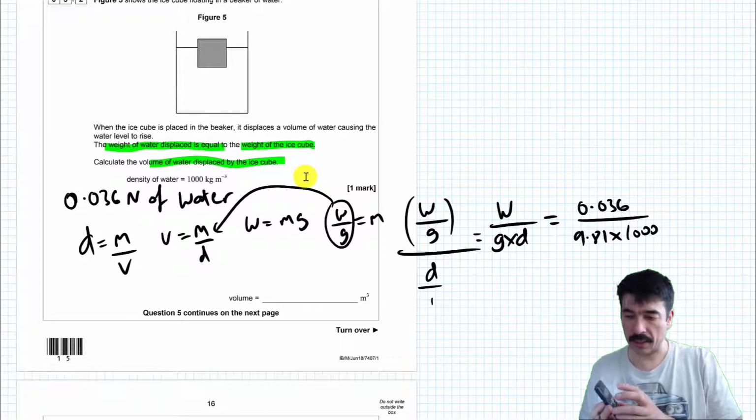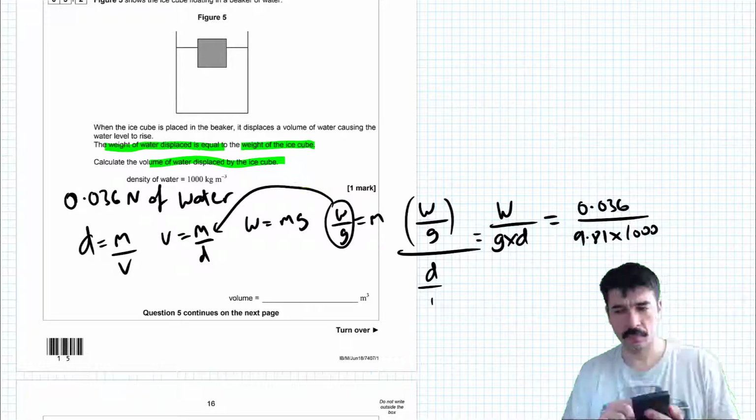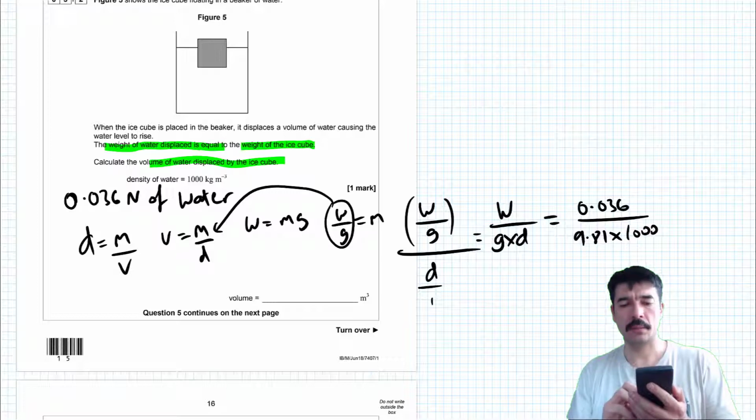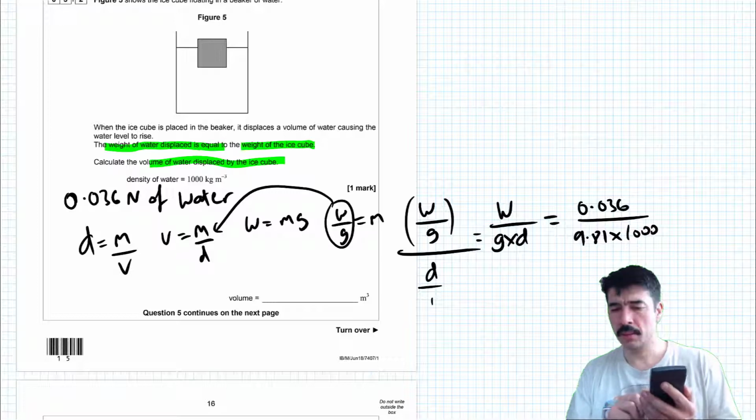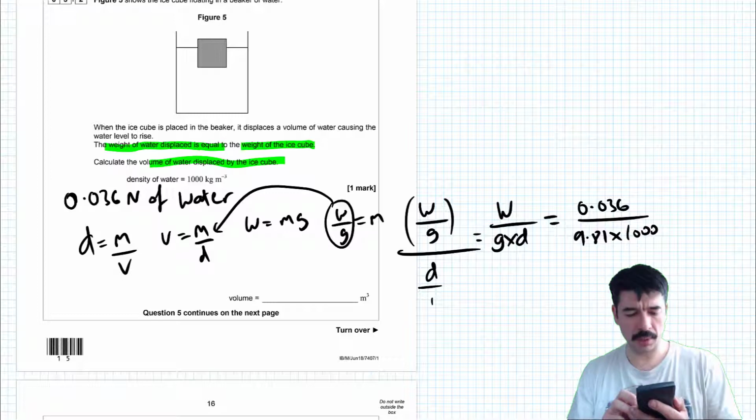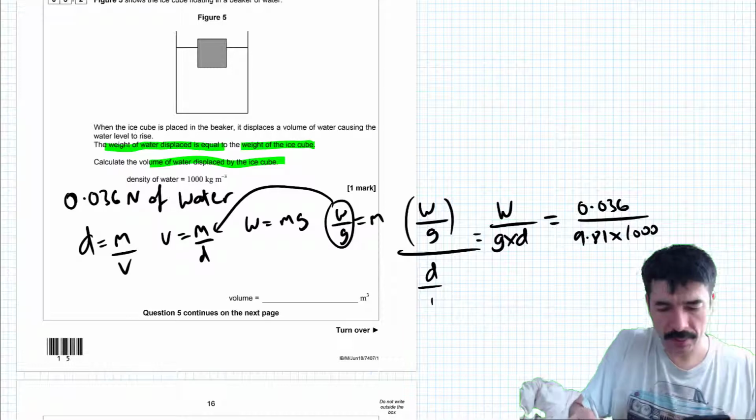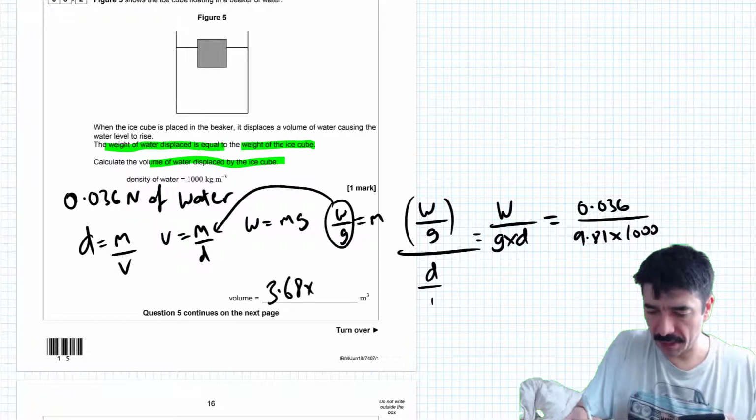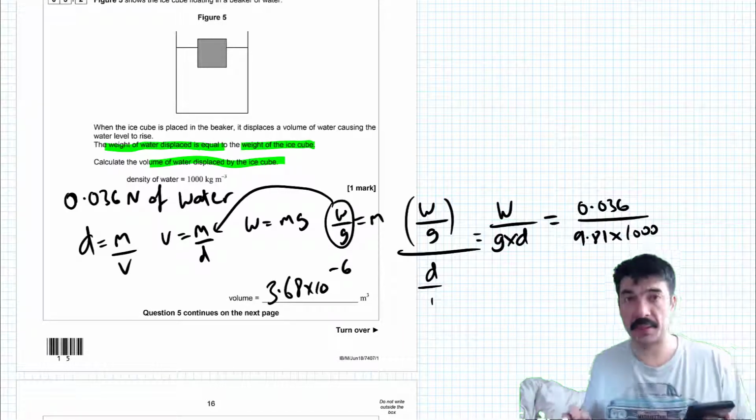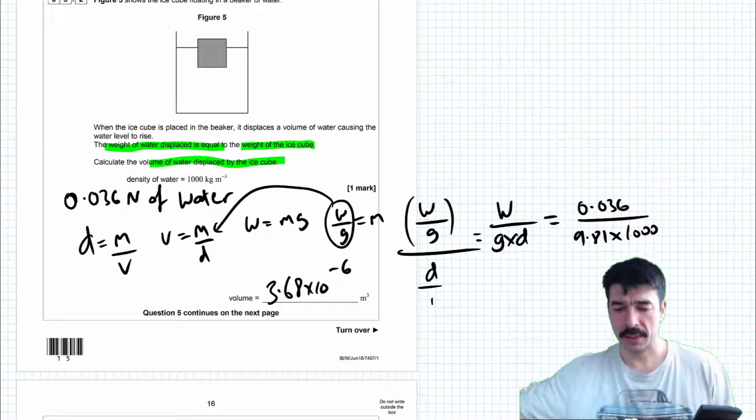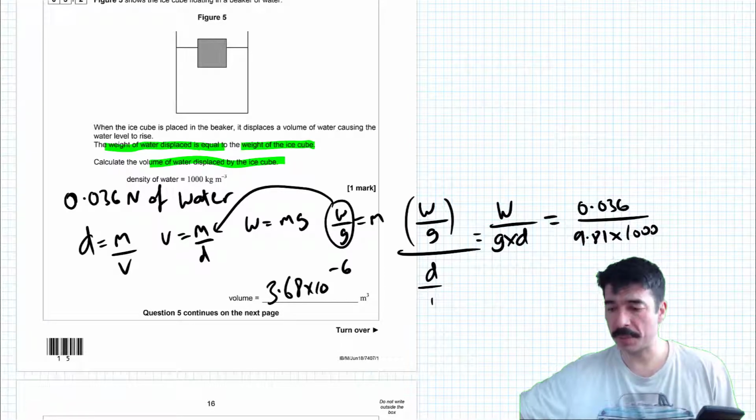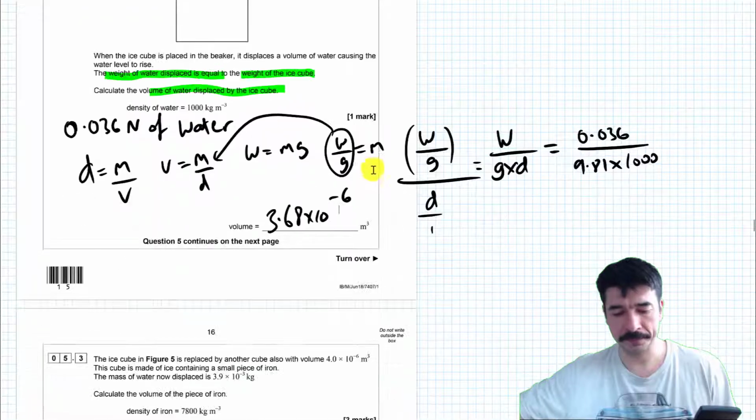Right, so let's give this a go. 0.036 divided by, open brackets, 9.81 multiplied by 1000. And we get 3.68 times 10 to the minus 6 meters cubed. Okay, so far a lot of terms, but not too bad.